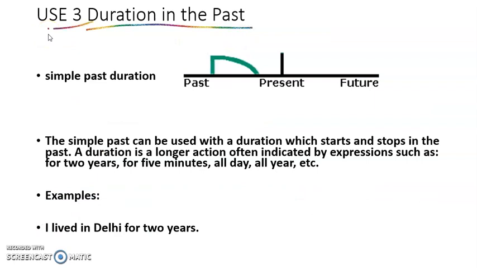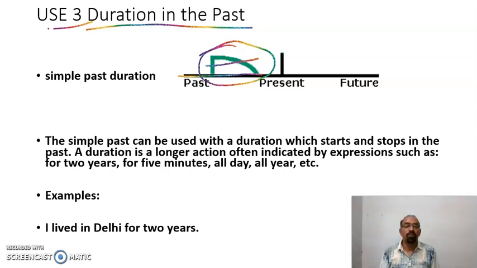Use 3. Look at this time graph. This is the past time and an action happened for a period of time. So the simple past can be used with a duration which starts and stops in the past. A duration is a longer action often indicated by expressions such as for 2 years, for 5 minutes, all day, all year, etc. So this is duration.